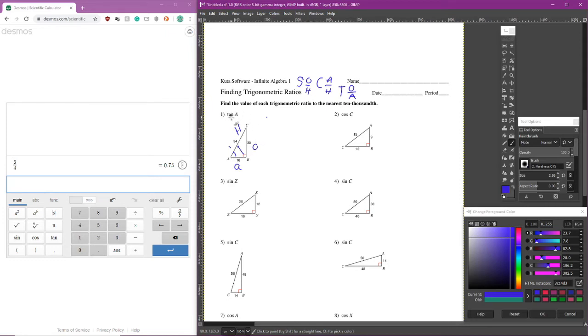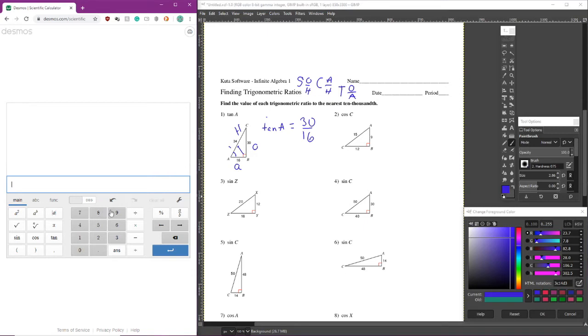Tangent is what we're talking about. If you look back at our key, tangent needs O over A. So we're going to look at O, that's 30, and A is 16. So tangent of A equals 30 over 16. Now we take that over to our calculator and we go 30 divided by 16.